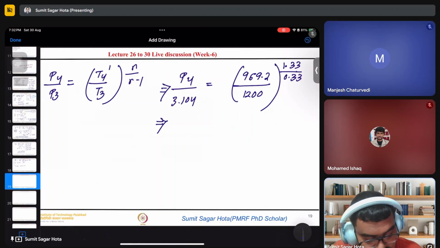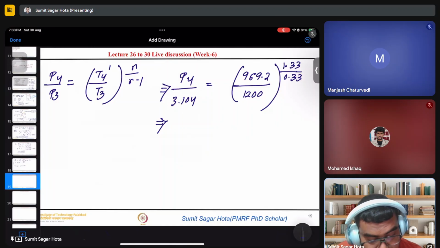Compressor is obviously an air compressor, and because of that we just consider gamma as 1.4. Okay, now it's operating in the turbine. So the specific heat at constant pressure is also going to change, due to which there will be a change in the gamma value, which will be 1.33.